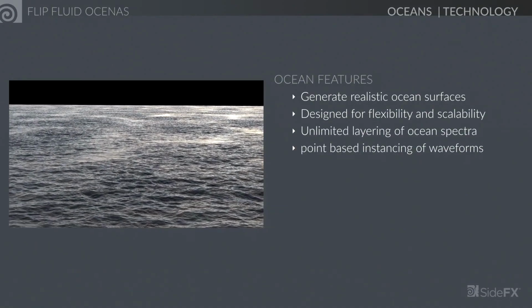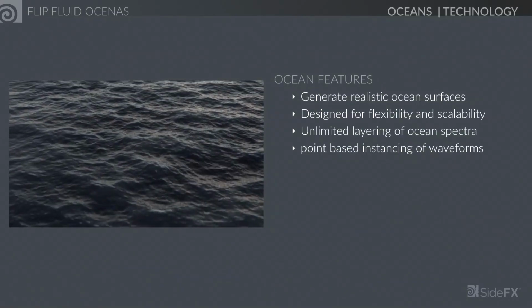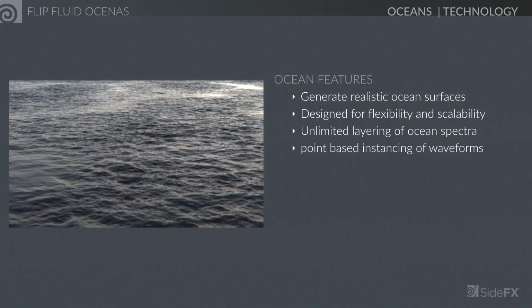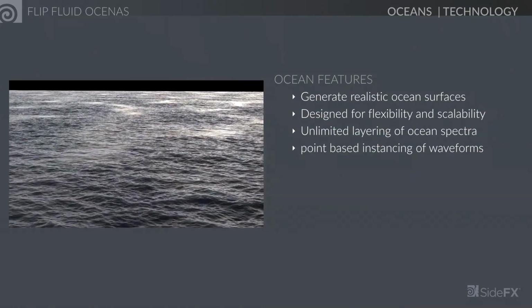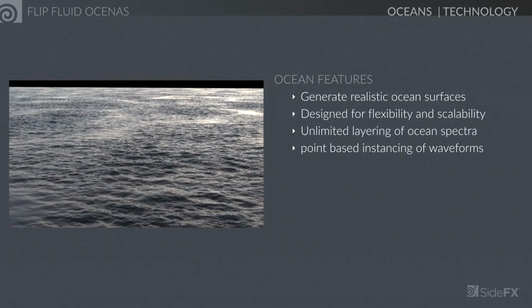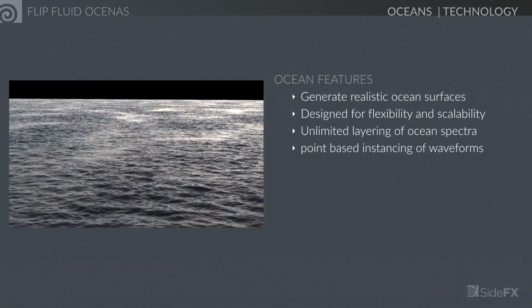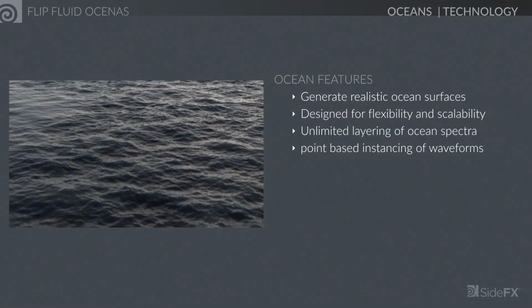So that means it's all node based. You can go in there and you can change things. You can add, remove different components and build your own feature set to do your own oceans. We can do an unlimited layering of ocean spectra via points. At the time we were very unique. It's nice to see other tools out there coming up that also give you the same sort of flexibility. And also we use points.